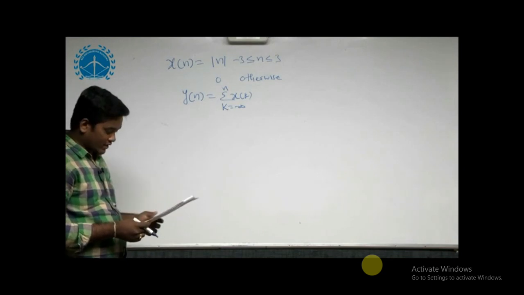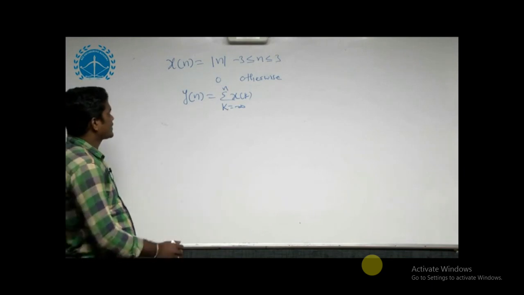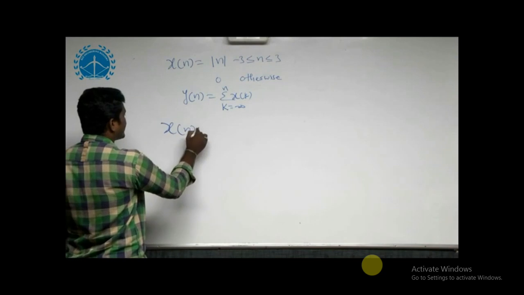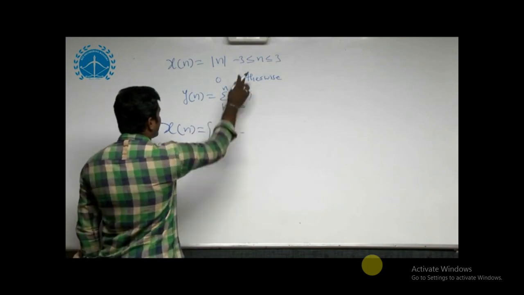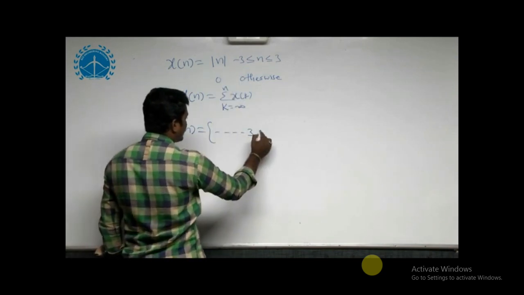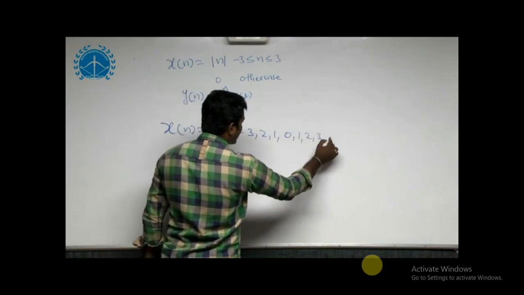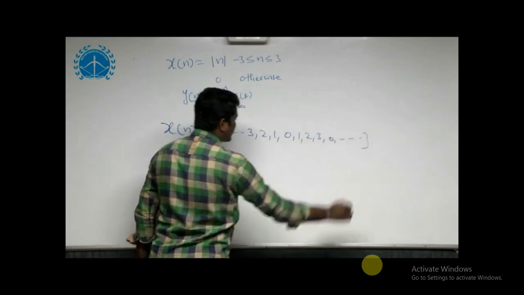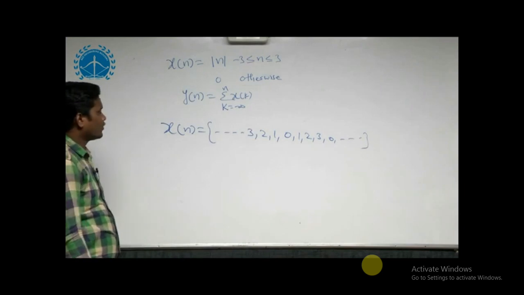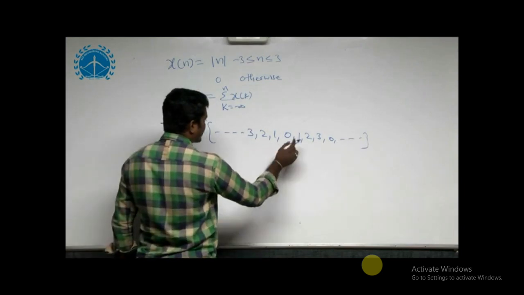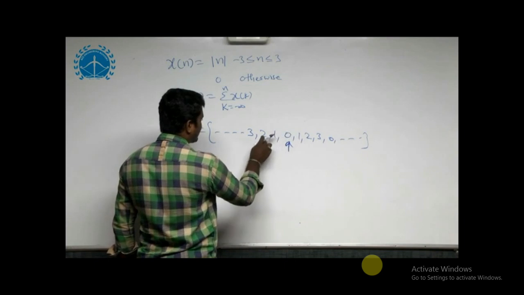Okay, so the response of the system is, first let us see what is the x of n signal. If you substitute minus 3, minus 2, minus 1, 0, 1, 2, 3, 0 up to so on, this is the given signal now. So this is the 0th time index. Now this is 0, minus 1, minus 2, minus 3.